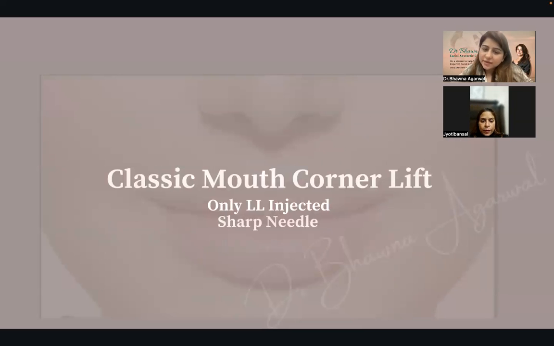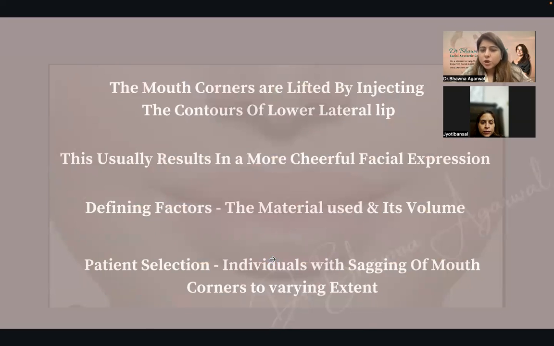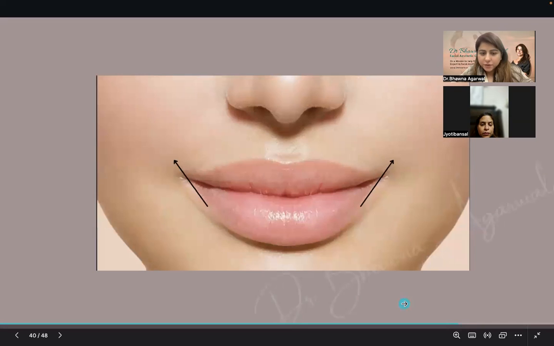Then second is the classic mouth corner lift. First, the initial one was the subtle mouth corner lift, in which we inject only the lower lip. Now, classic mouth corner lift, again, only the lower lip injected with a sharp needle. Mouth corners are lifted by injecting the contours of the lower lip, and this results in a more cheerful facial expression. Again, the same thing is repeated, sagging of the mouth corners. So this is from beneath.